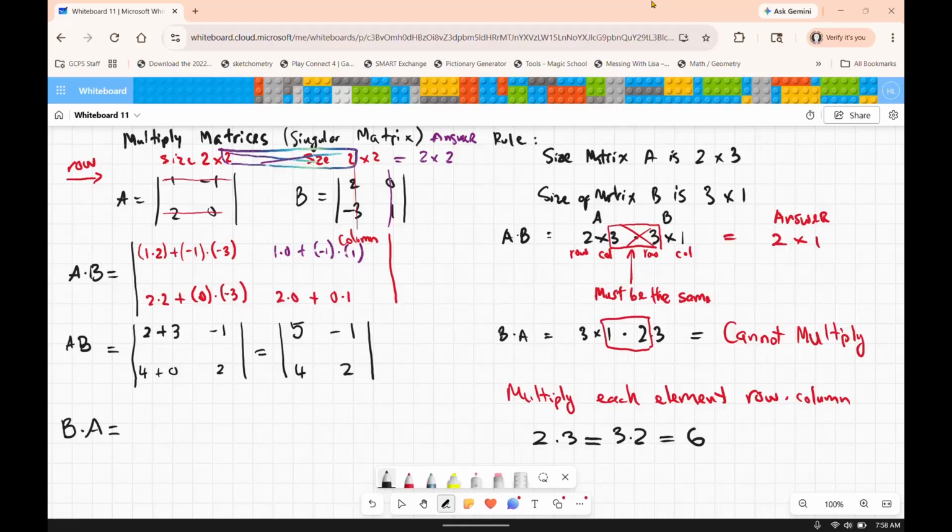Remember now, we multiply B first, so you have to switch the order to matrix B and then A. I'm going ahead and switching it. Matrix B is 2, 0, and then -3, 1. That's matrix B. Now times matrix A, which is 1, -1, 2, 0.